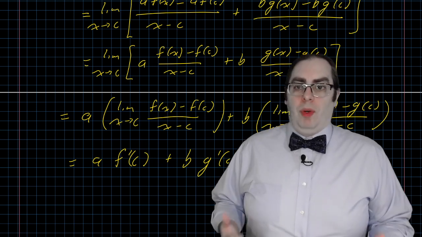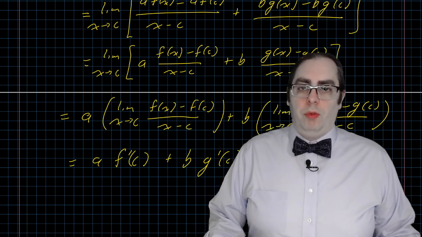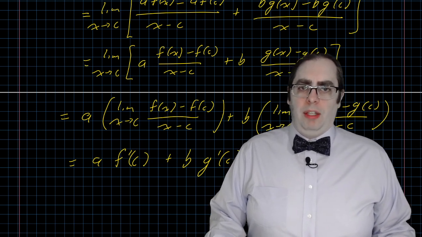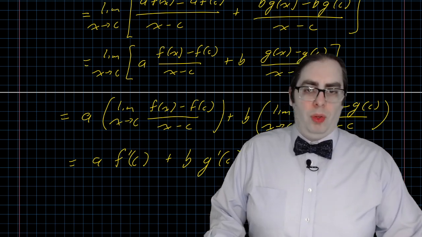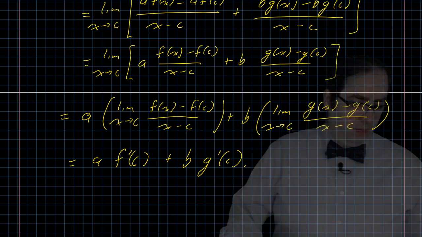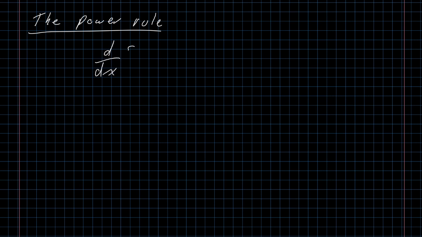Right? And linearity is great if we know what the derivatives of the two functions f and g are, which I guess means we need to start looking at some more specific functions. That does take us to the title of this video, the power rule. The power rule tells us that the derivative of x to the n power is equal to n times x to the n minus 1 power.